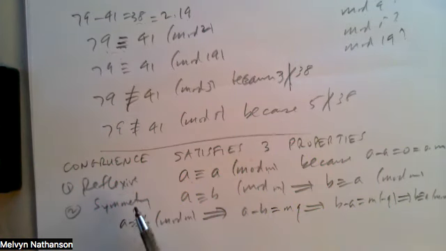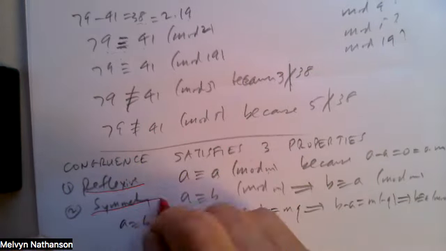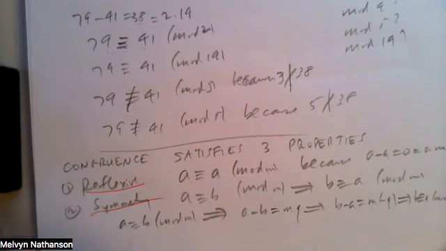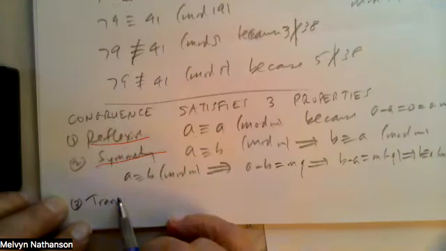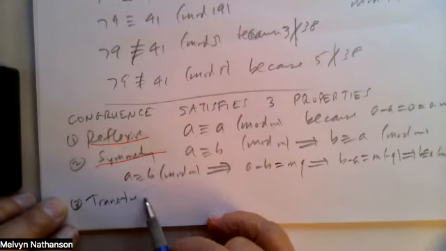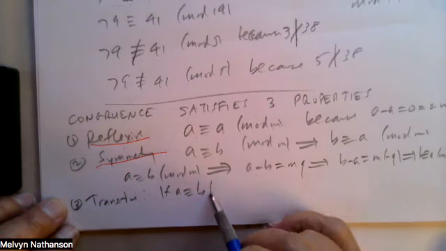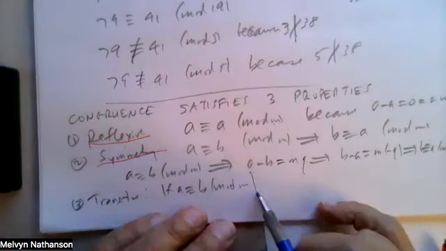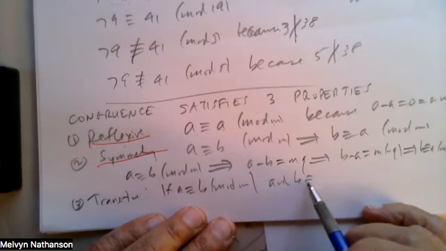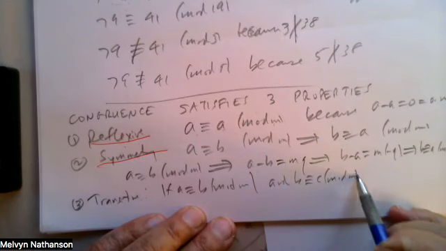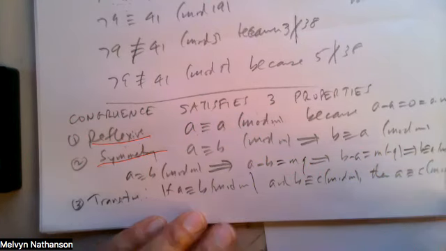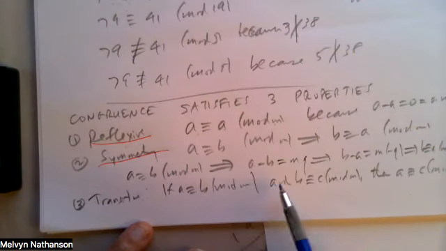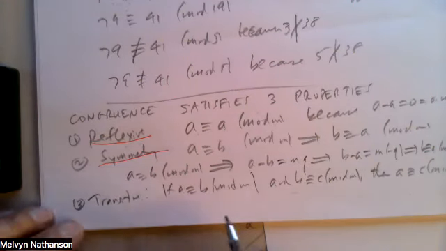So congruence is reflexive, it's symmetric, and it's also transitive. So that means that if A is congruent to B mod M, and B is congruent to C mod M, then A is congruent to C mod M. So if A is congruent to B and B is congruent to C, then A is congruent to C.